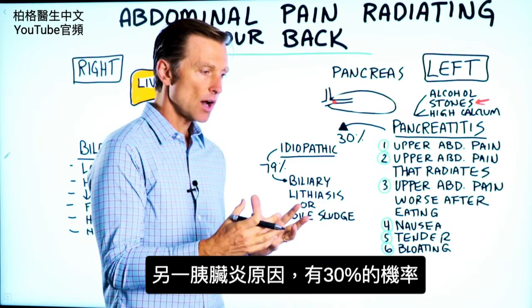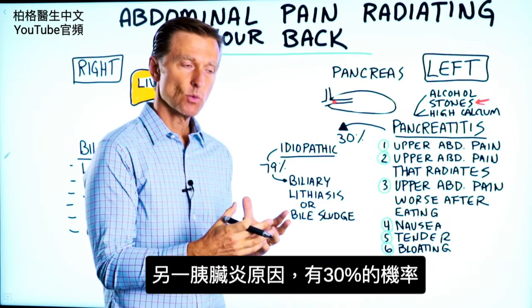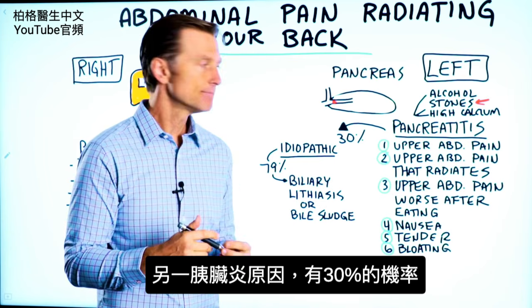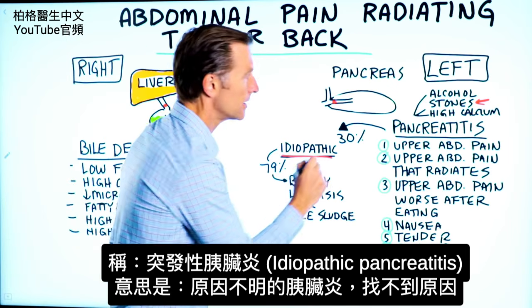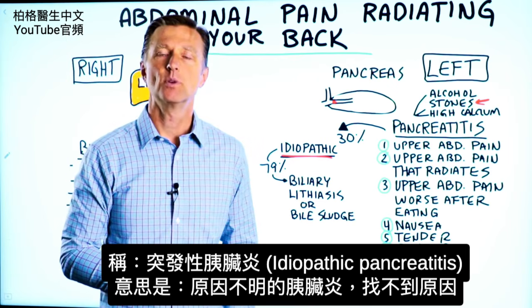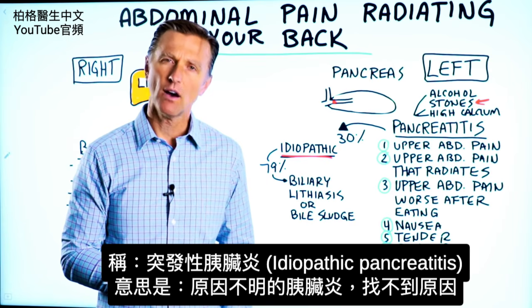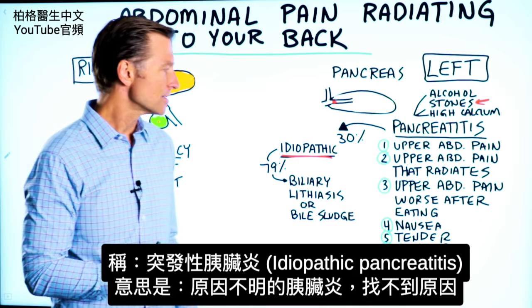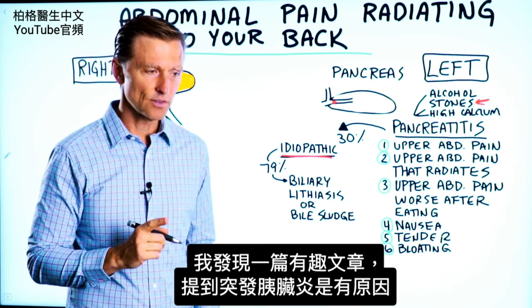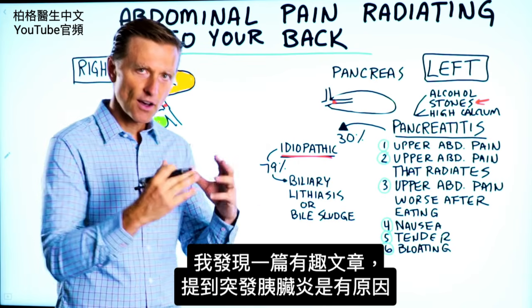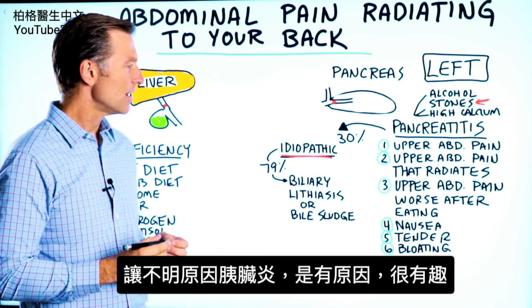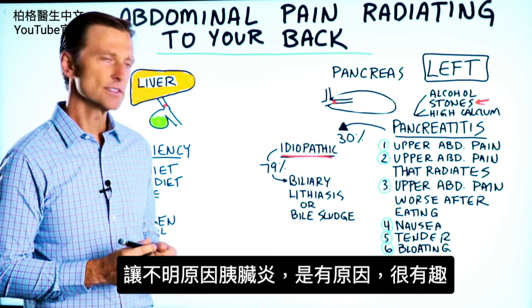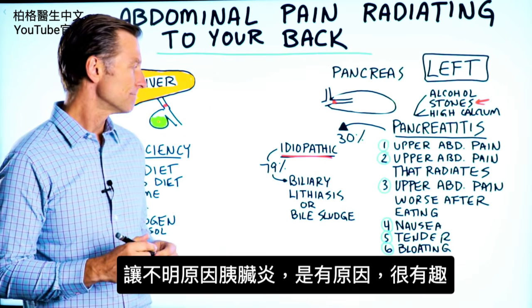Now, there's another cause of pancreatitis, which occurs 30% of the time, and that is called idiopathic. They call it idiopathic pancreatitis. What does that mean? It means unknown cause. So they don't know what causes it. But I found an interesting article that is talking about the actual cause of idiopathic pancreatitis, the unknown cause, which is very interesting.